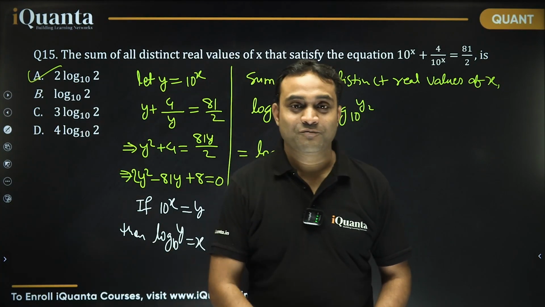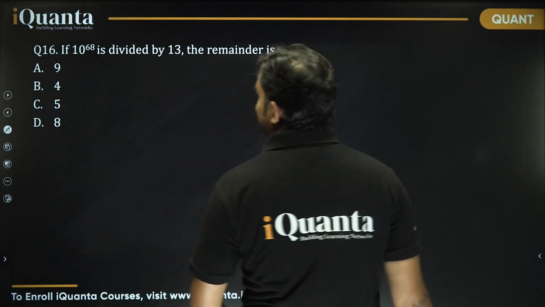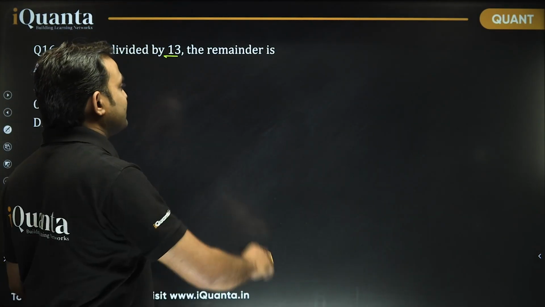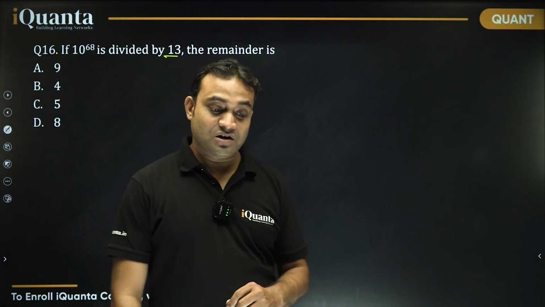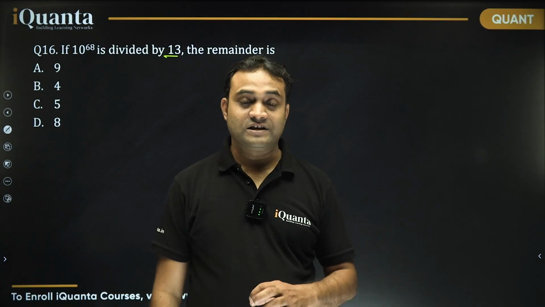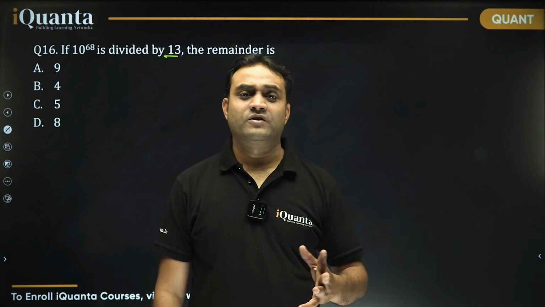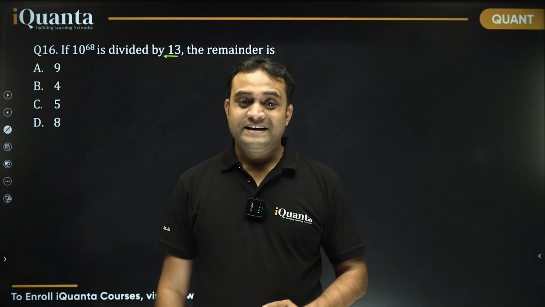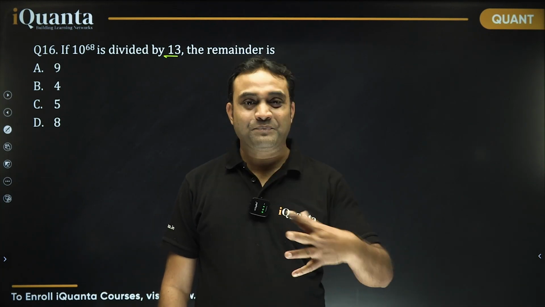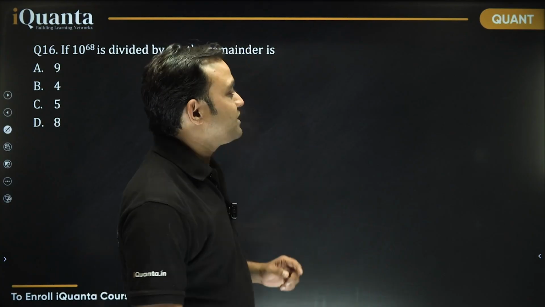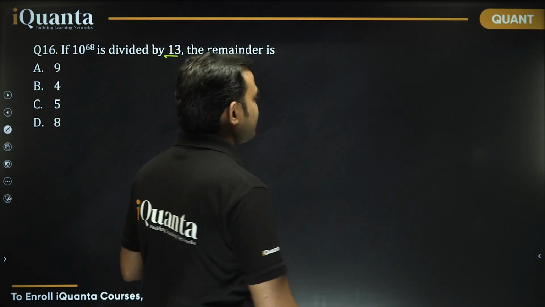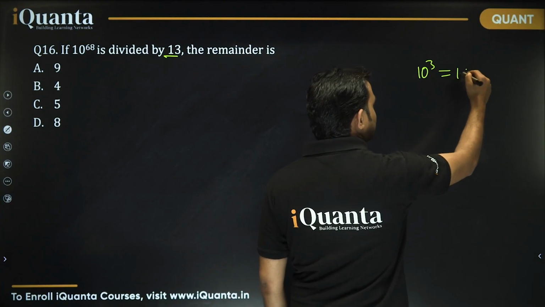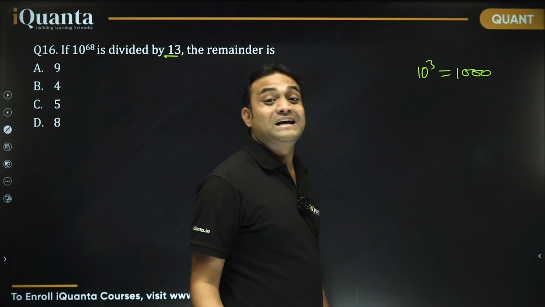So if we check the options, which one is correct? It's option A. Question number 16: if 10 to the power 68 is divided by 13, the remainder is? We can use Euler's theorem as well as Fermat's theorem, although both are very similar when it comes to prime numbers, but it's better to do it in the simple multiplication way to find the remainders, which is: which power of 10 gives us the closest value to a multiple of 13?